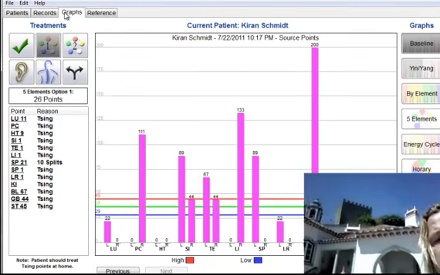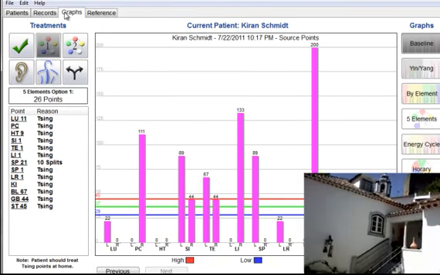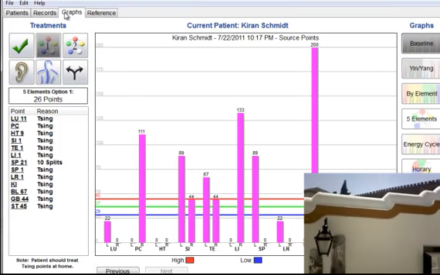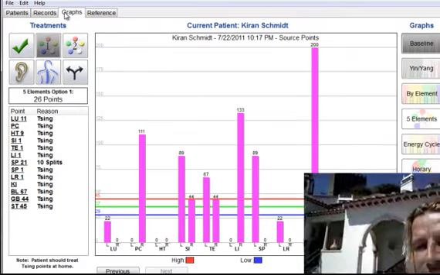I can show you a little bit around. This is surrounded by a wall, and it's blue sky.